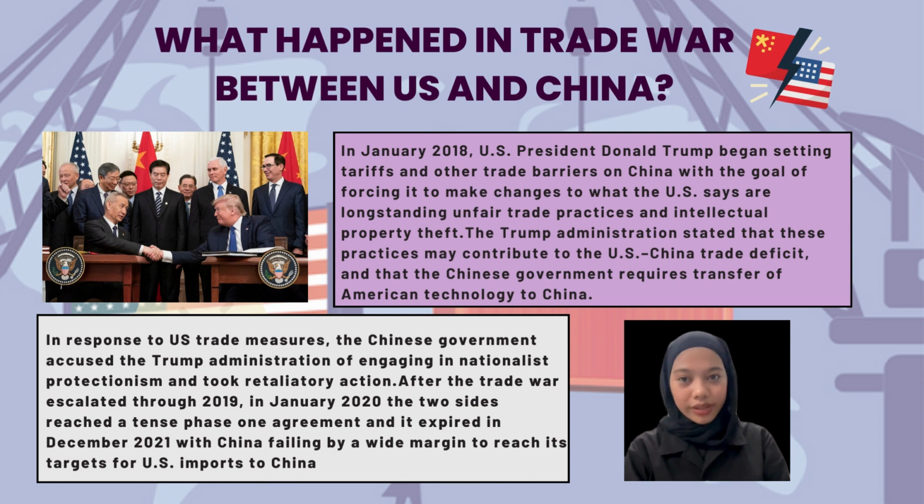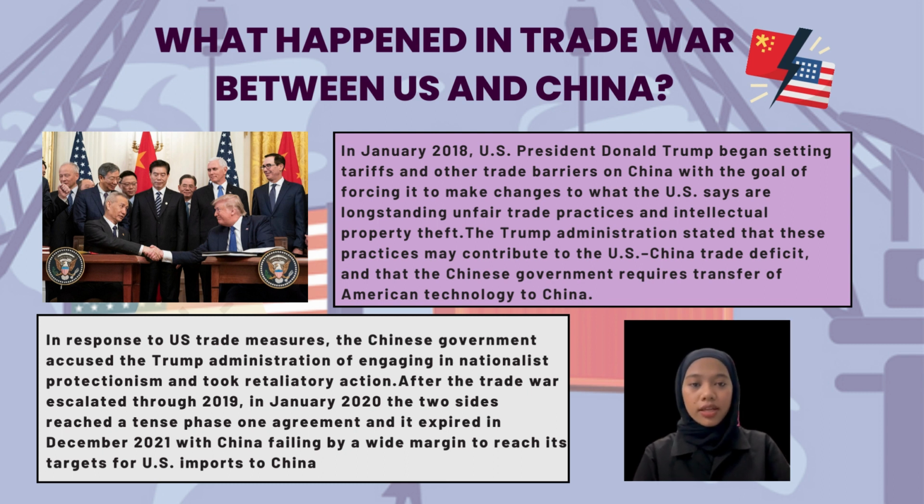Hi, my name is Ashwani. I will present about the background of the trade war between the United States and China and also the scenarios of the issue, for economic issue. In January 2018, United States President Donald Trump began setting tariffs and other trade barriers on China with the goal of forcing it to make changes to what the United States says are long-standing unfair trade practices and intellectual property theft.